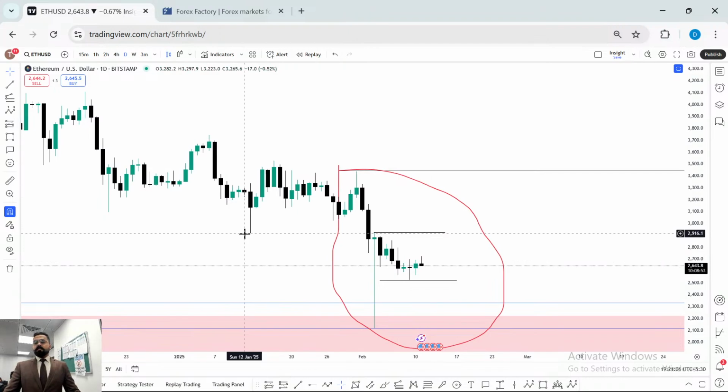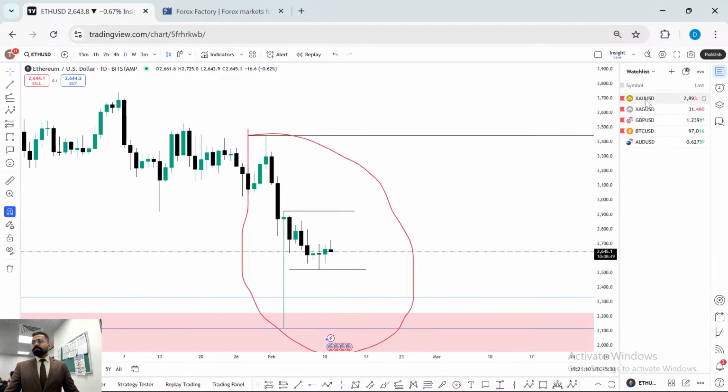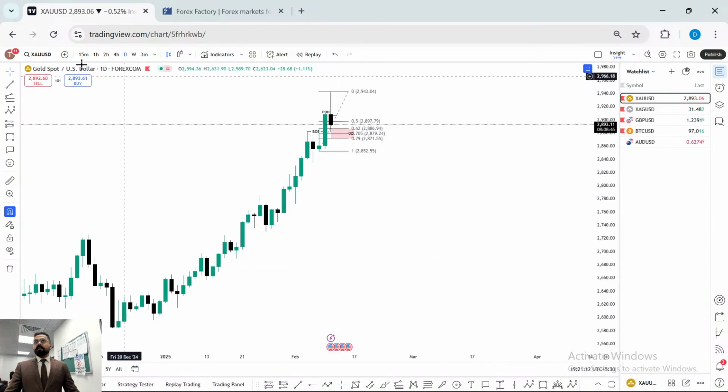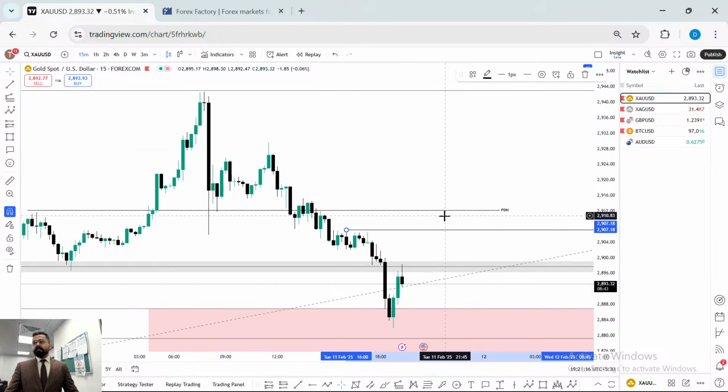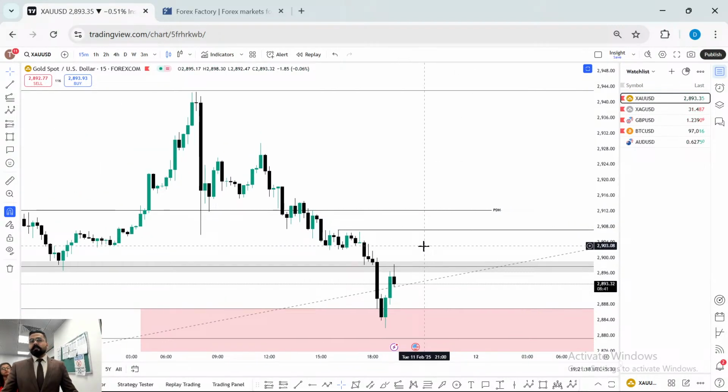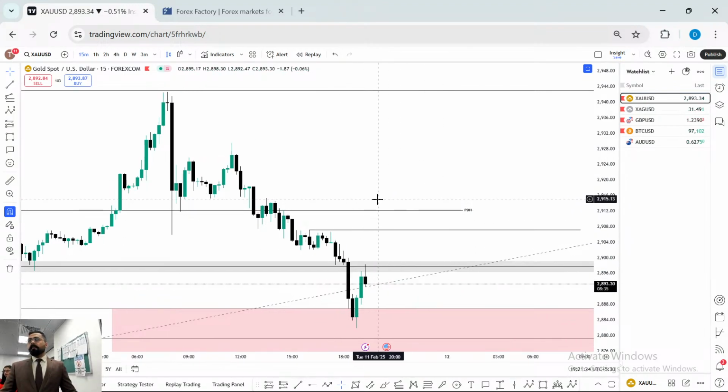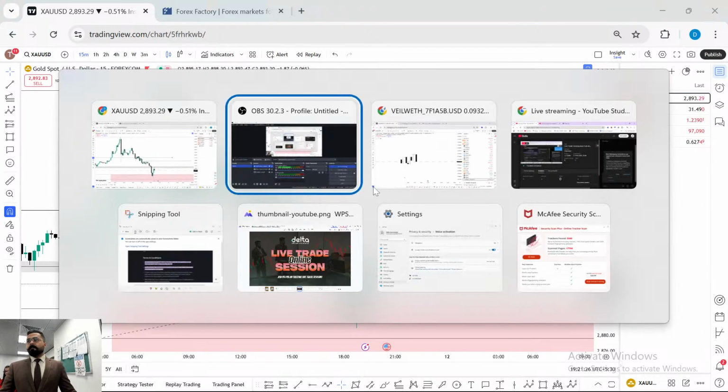So for the Ethereum, I believe you already understand, and for the gold, I've already told you that this is a possible scenario. First, we need to wait for the proper breakout of this high before taking any buy or sell trade. We need to wait for this high. Then we can go for a buy, but still we have to wait for it.